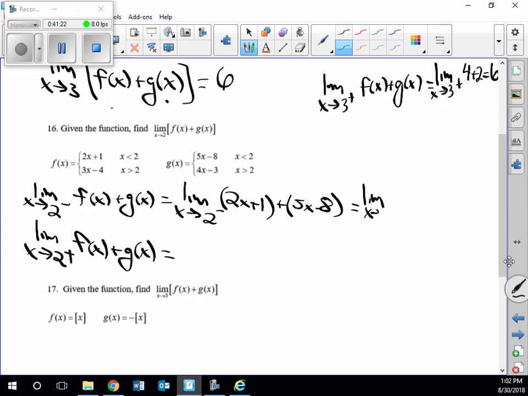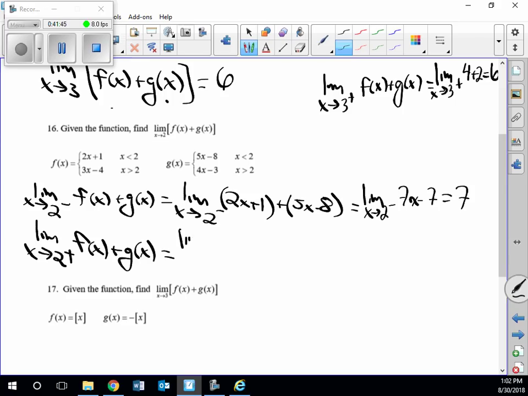So the limit as x goes to 2 from the left is going to be 7x minus 7. Is that right? So 14 minus 7 is 7. Yeah, okay. And now let's try the next one coming from the other direction.